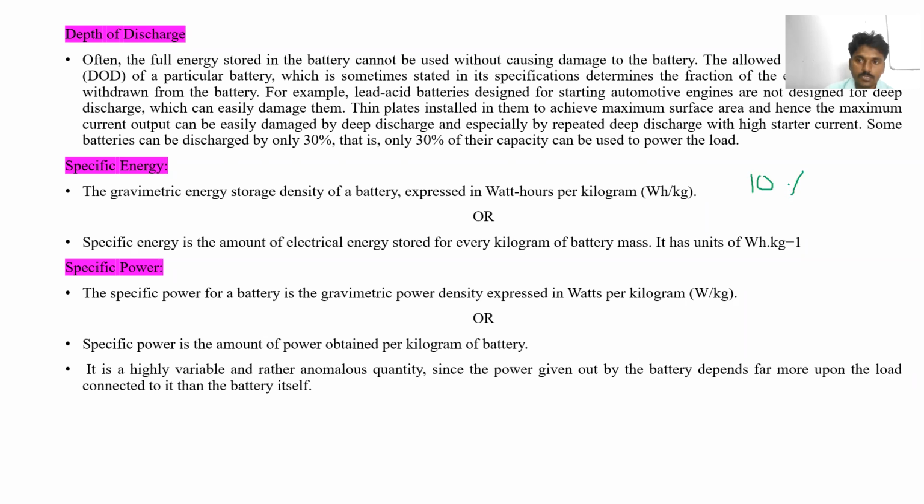What I told, 10% of the battery. If the battery charge is less than 10%, we have to do the charging if we are using the battery continuously. This less than 10% charge can be called a depth of discharge. So we should not use the battery continuously when it has less than 10% charge.